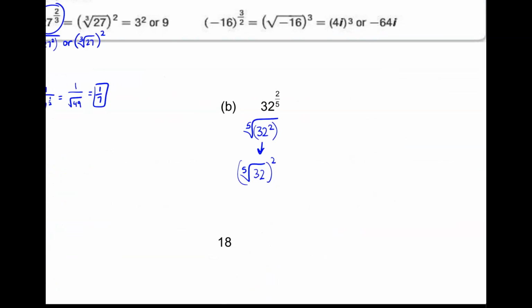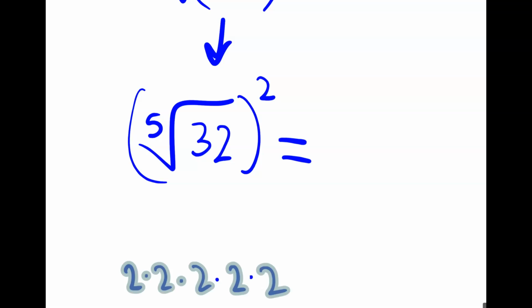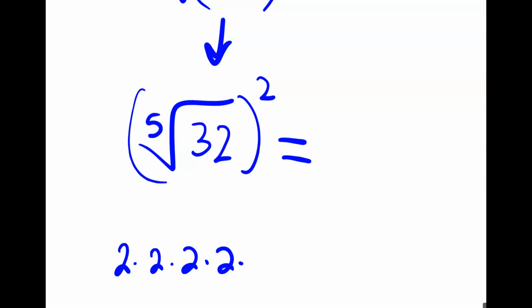Versus, since this is a number, we know what the 5th root of 32 is, right? What times itself 5 times is 32? It's 2. Because 2 times itself 5 times: 2 times 2 is 4, times 2 is 8, times 2 is 16, times 2 is 32.